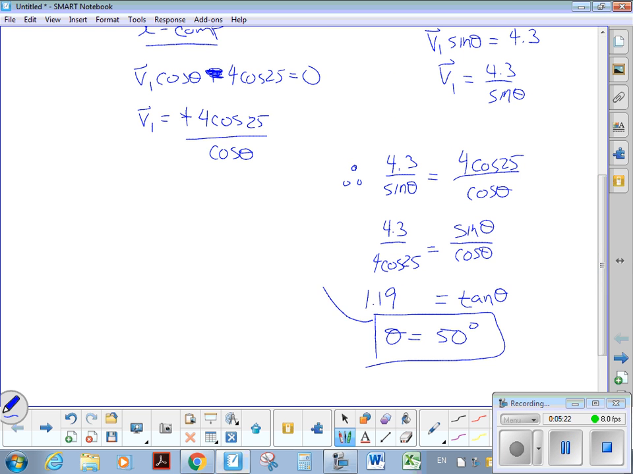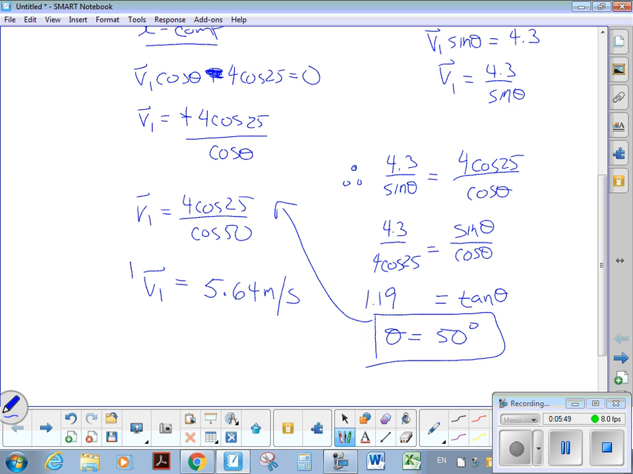So I can take that 50 degrees and I'll go up to the x component. So v1 equals 4 cos 25 divided by cos 50. So we find out that our velocity, bracket 4 cos 25 divided by cos 50, that comes out to be 5.64 meters per second. There we go.